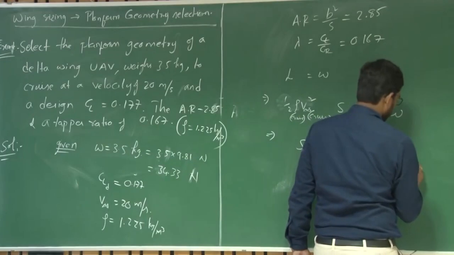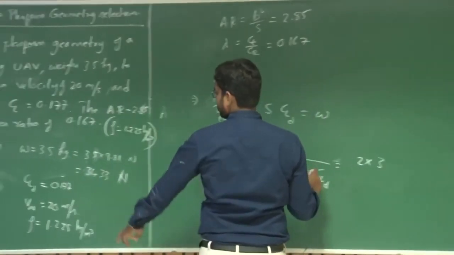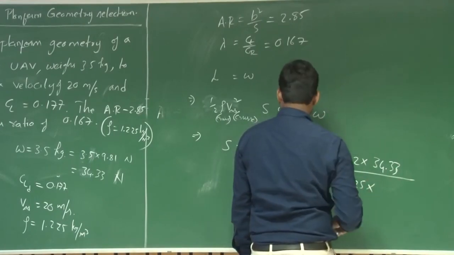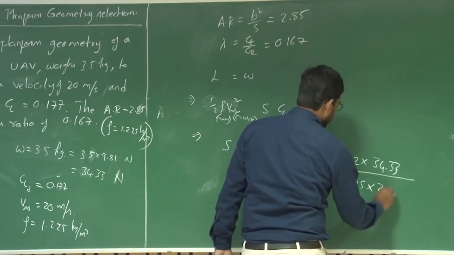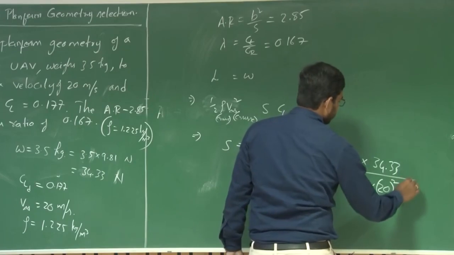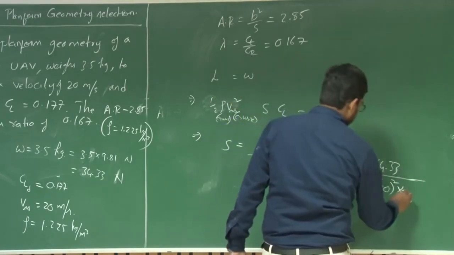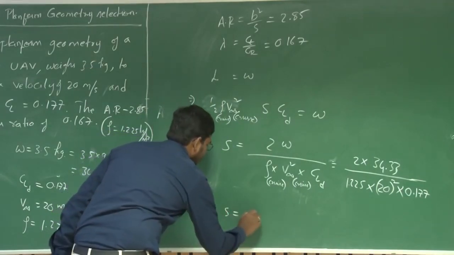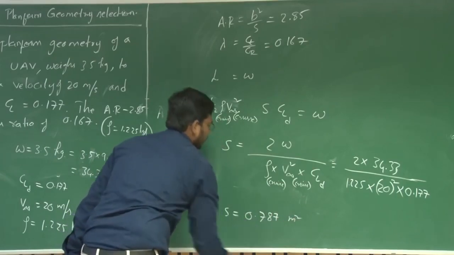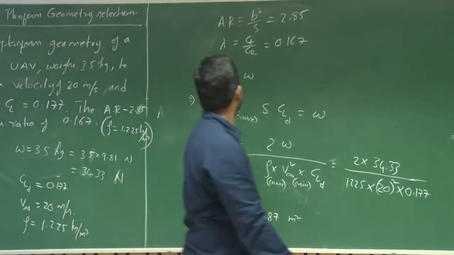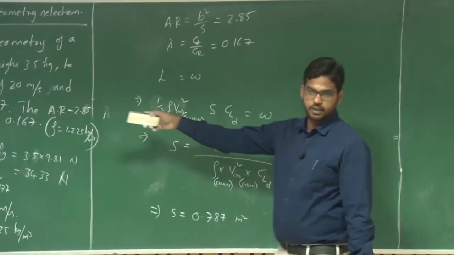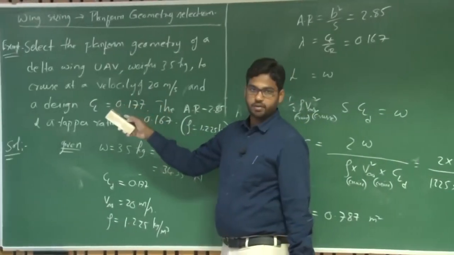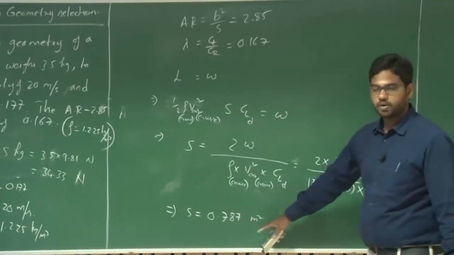This equals 2 times, so substitute these values, 34.33 newtons divided by 1.225, which is the sea level density since we are flying at sea level. The corresponding velocity of flight is 20 meters per second squared, into CL design. What is the design lift coefficient? 0.177. So S is equal to 0.787 meter square. So this is the planform area that you require to lift this weight at these flight conditions, right? If you want to design a UAV weighing 3.5 kg with these performance parameters, you have to have an area of 0.787 meter square.